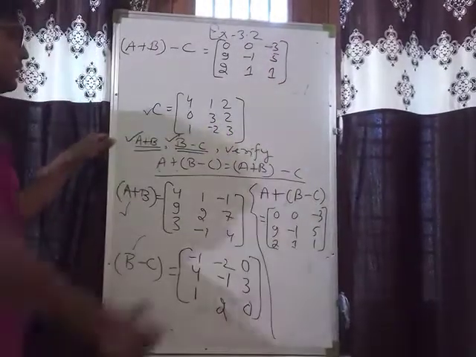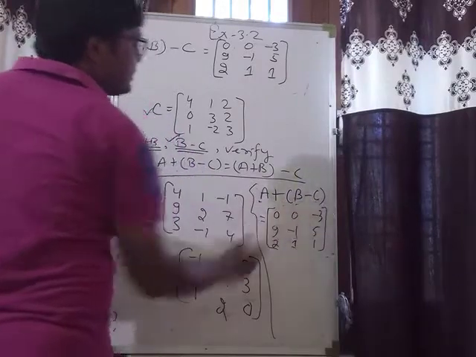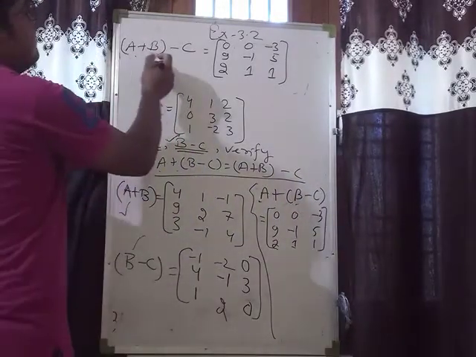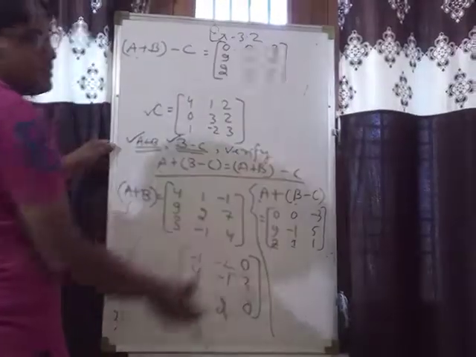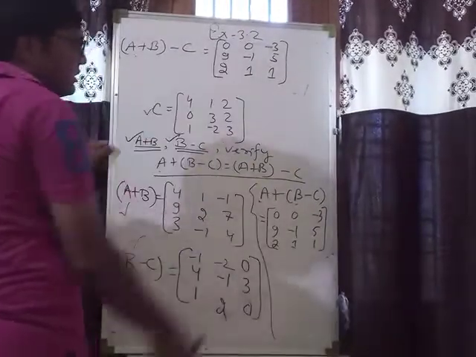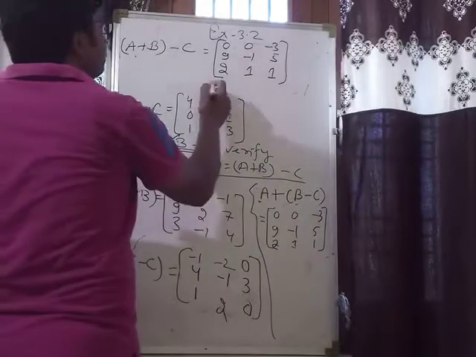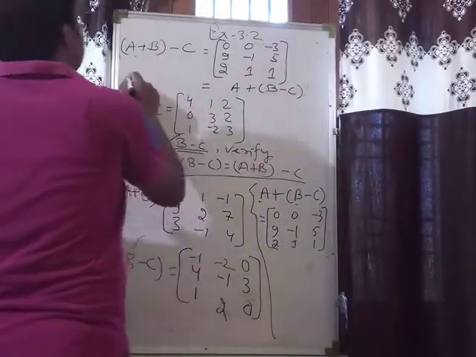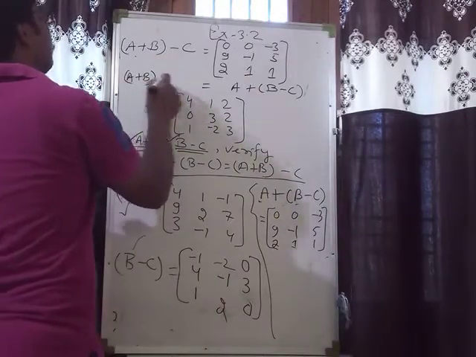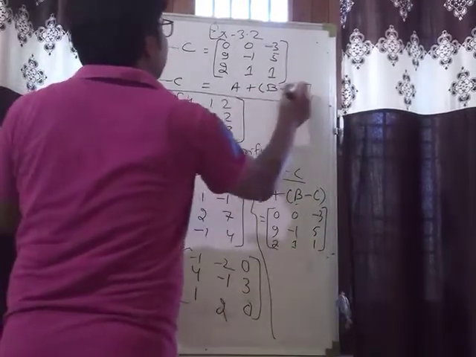Now you can check. This is A plus B minus C and this is A plus B minus C. Okay? You can see the matrices. Their corresponding entries are the same. So that is same as A plus B minus C. This is verified. Okay?